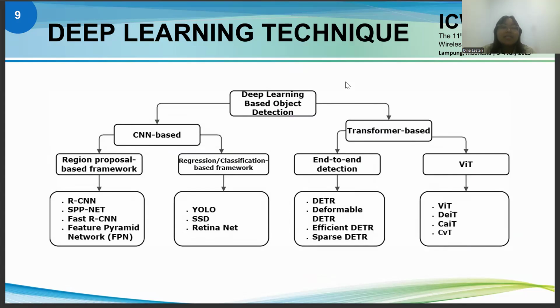So in this session, I'll briefly describe the deep learning architecture most commonly used in tomato ripeness detection. Deep learning-based object detection is separated by two bases. The first one, CNN base, and the second one for transformer base.